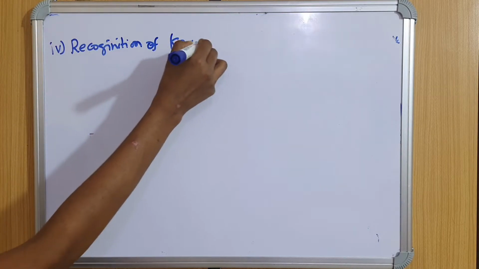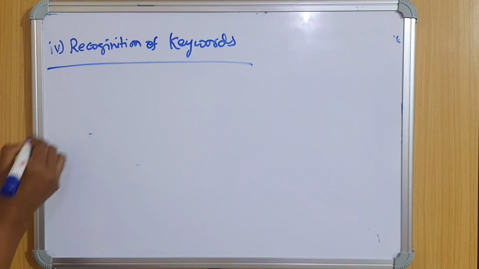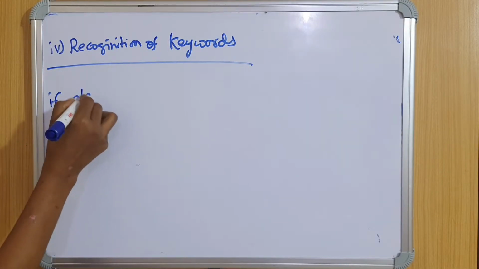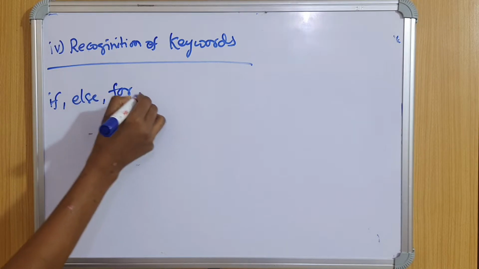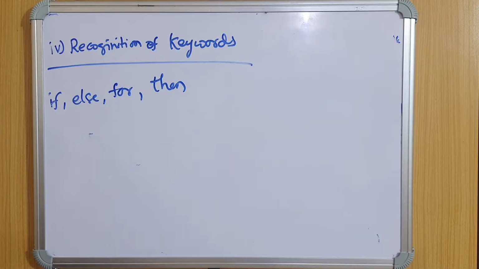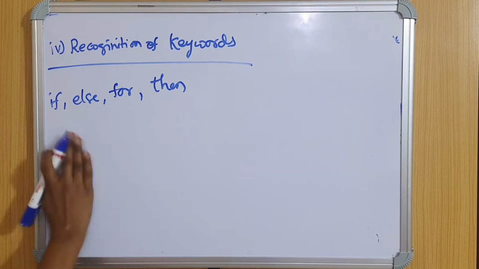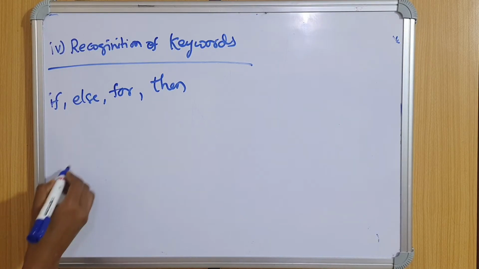keywords. Okay, keywords. What are the keywords we can write? For example, if, else, for, then. These are the keywords if you consider. So you have to draw how the lexical analyzer will find these keywords. By drawing the transition diagram. So how will we draw the transition diagram?